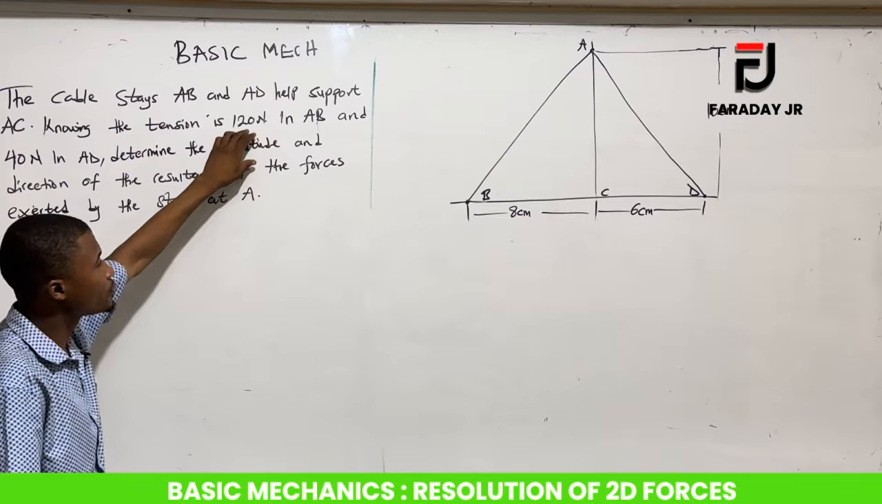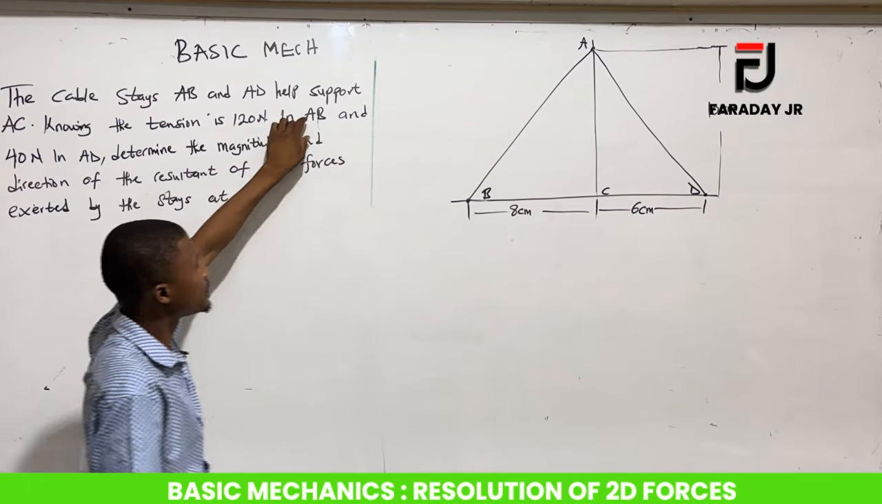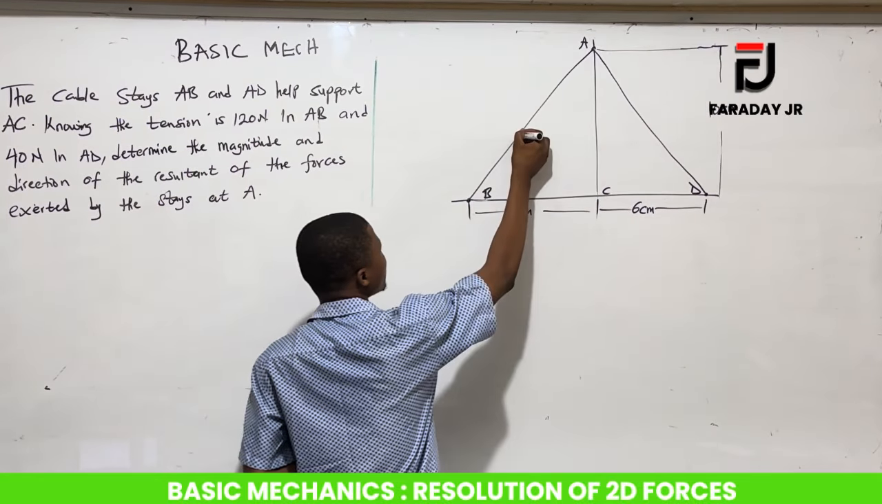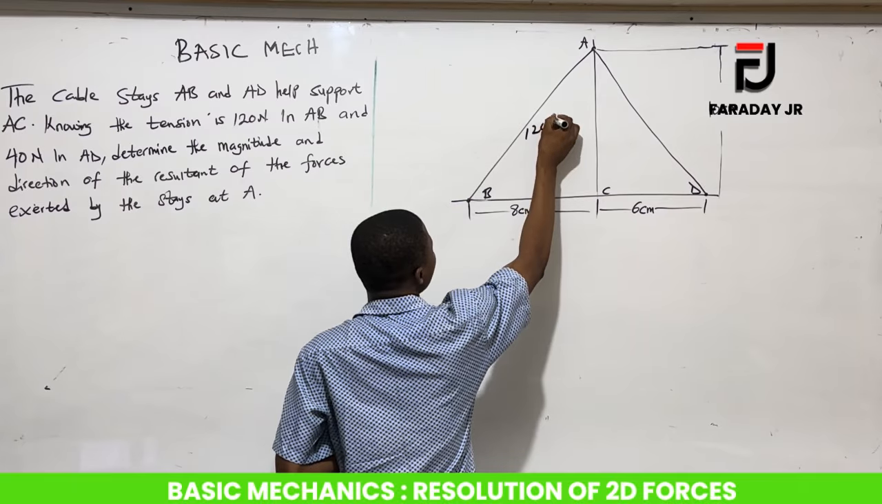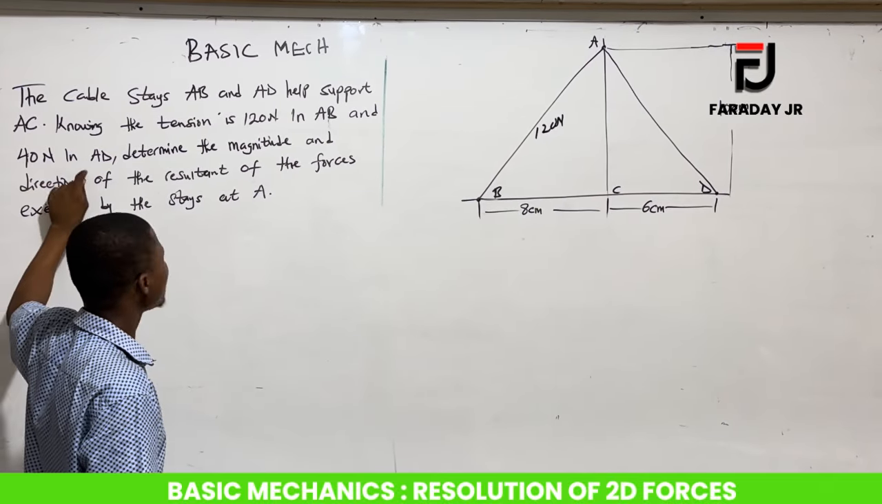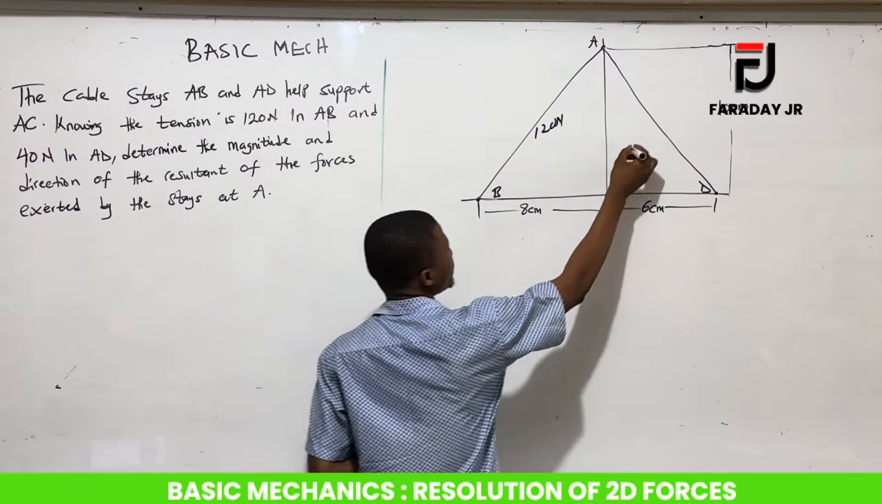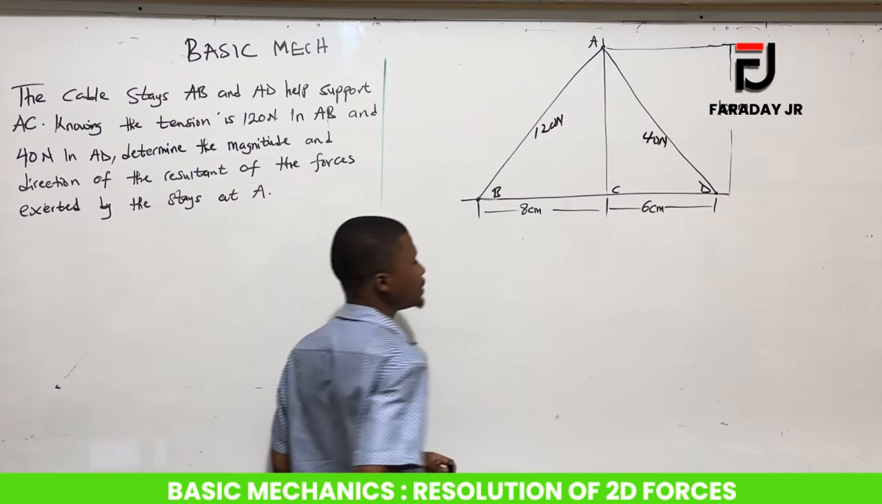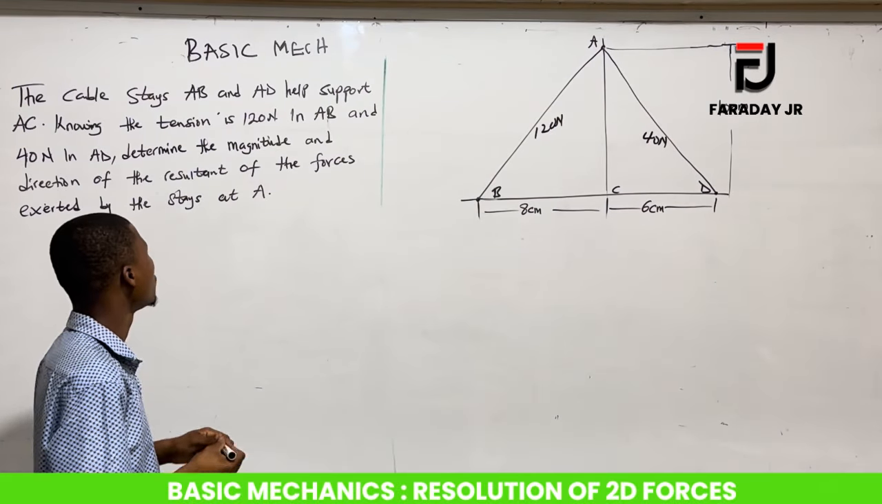Knowing the tension is 120 Newton in AB, so this particular force is 120 Newton, and 40 Newton in AD. So the tension in AD is 40 Newton. We want to digest this small and go.